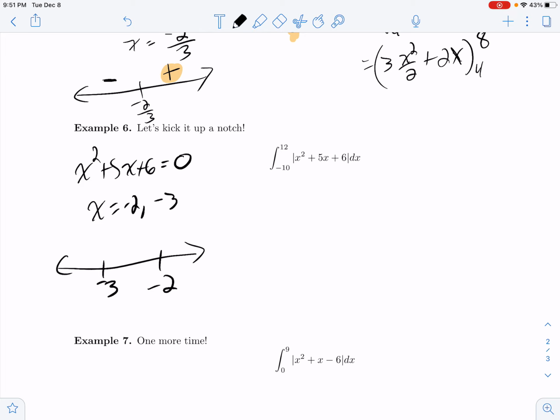-3 comes before -2. And we can plug numbers in, but if you remember, this is like a happy parabola. The leading coefficient is positive, so it's a smiley face, so it's going to be plus, minus, plus.